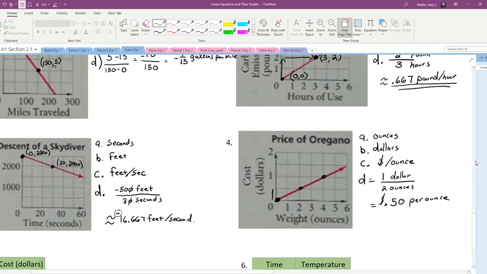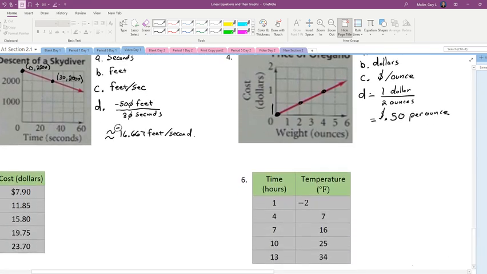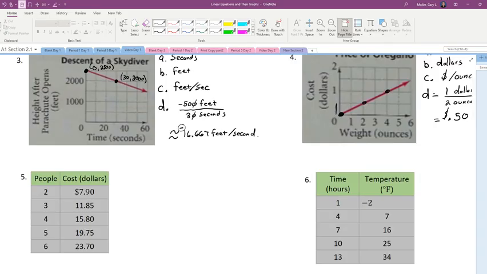Okay, let's just look at the last two here. All right, so this time I've given it to you in a table, so this is still asking the same thing. What's the independent variable? That would be number of people. And part B, that would be in dollars. Part C is going to be dollars per person. So let's come up with a scenario here. What do we got? This is something where we're paying for extra people.